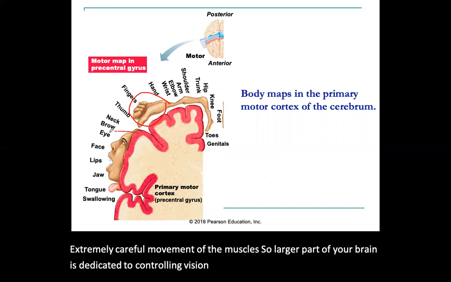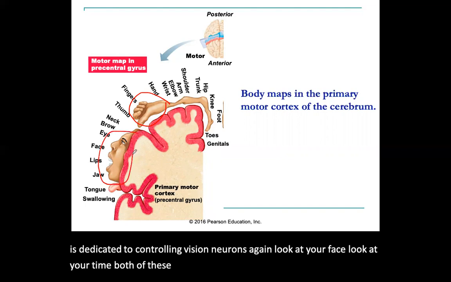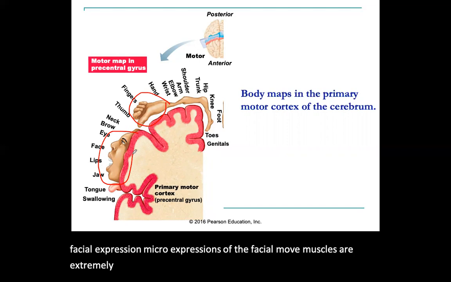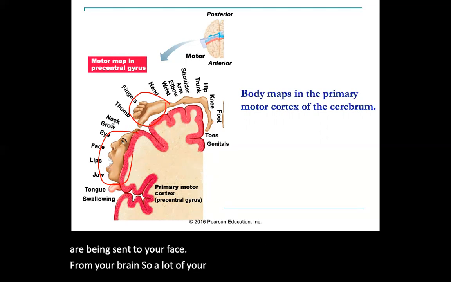Again, look at your face. Look at your tongue. Both of these are identified as extremely fine movement. So facial expression, micro expressions of the facial muscles are extremely important for our communication. So again, a lot of neurons are being sent to your face from your brain, so a lot of your precentral gyrus is dedicated to controlling these.